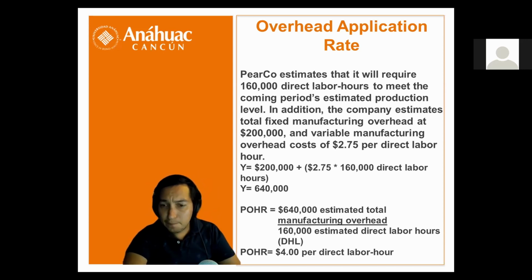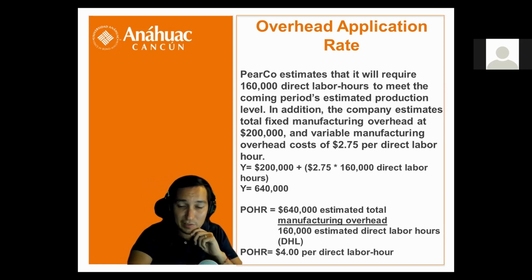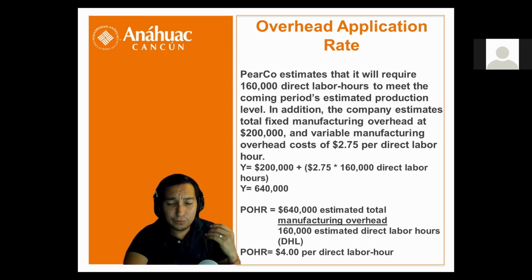Okay, and so that goes in the denominator as you're watching. Do you see the formula? I already put it in there. So in addition, the company estimates total fixed MO at 200,000. So that's A.